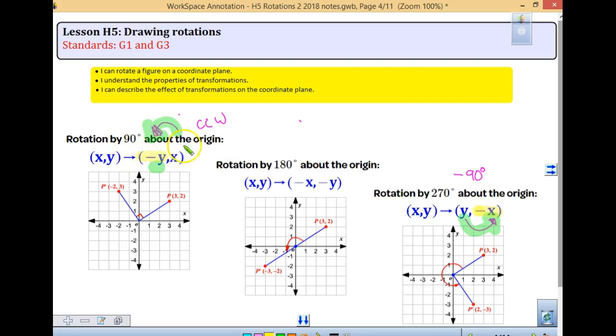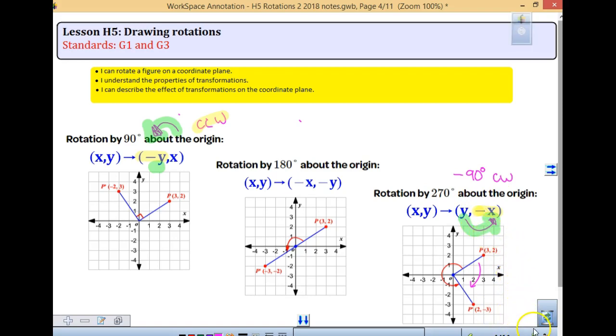So 90 degrees is going counterclockwise. If you see the 270, that is still 270 counterclockwise, or we could think of it as a negative 90 going clockwise. So if I was going from this point to here, this would also be 90 clockwise. Okay, so make sure you have those arrows.